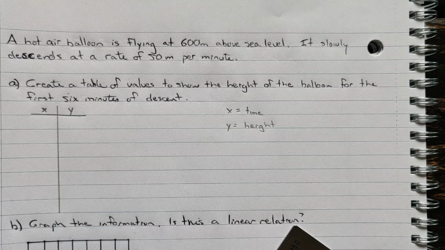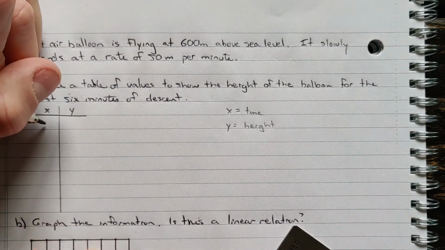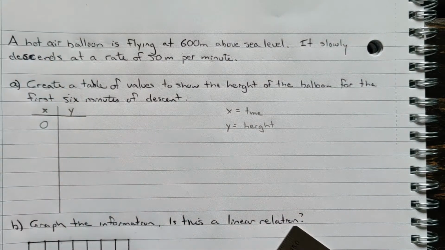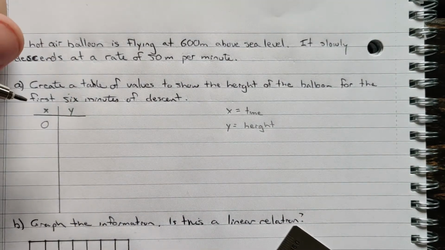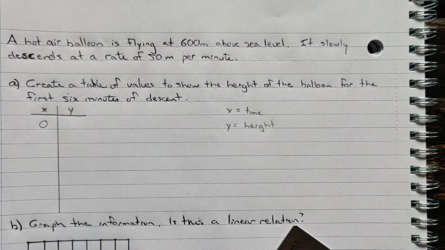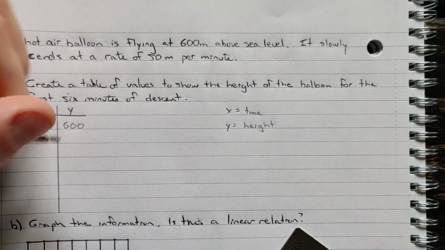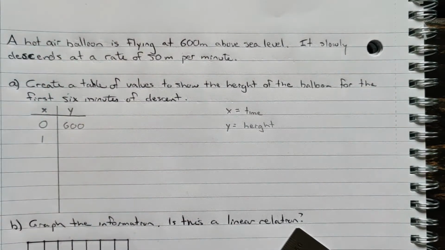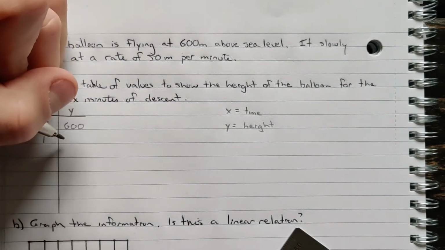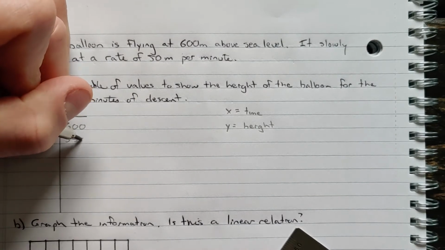So we want a table showing the height of the balloon for the first 6 minutes of descent. So at 0 minutes, the height of the balloon is going to be 600 meters. So it's going to start at 600 meters. And then after 1 minute, it's going to go down by 50 meters. So it's going to be down at 550.